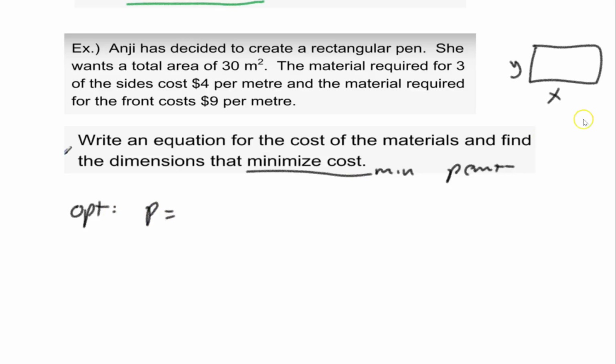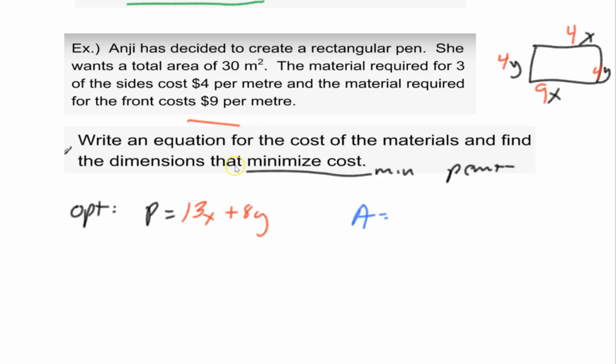Now the way you find the perimeter is normally, let's say, x plus y plus x. There's a little bit of a twist to this one though. The twist is, there's prices. The material costs $4, so we're going to put 4y, 4x, 4y, and one of them costs $9. So my perimeter is going to be, adding all that up, 9x plus 4y plus 4x plus 4y. So 13x plus 8y. Again, a little different because there's costs, so you have to put the cost there too.